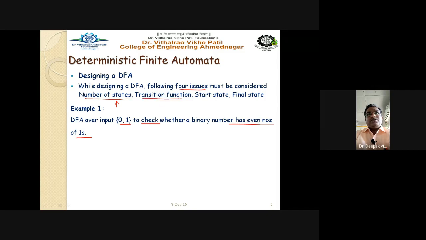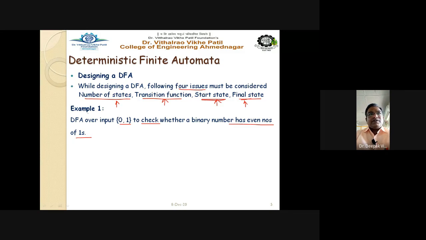The second step is the transition function, meaning how the transition takes place. It is very important, so note it carefully. The other two are the start state and the final state. While designing any DFA, these four points need to be considered. First, we have to identify how many states it requires, say 3 states or 4 states. Then, if there are 4 states, how the transitions will occur among them, and which will be the start state and which will be the final state. To design any deterministic finite automata, these things must first be identified.